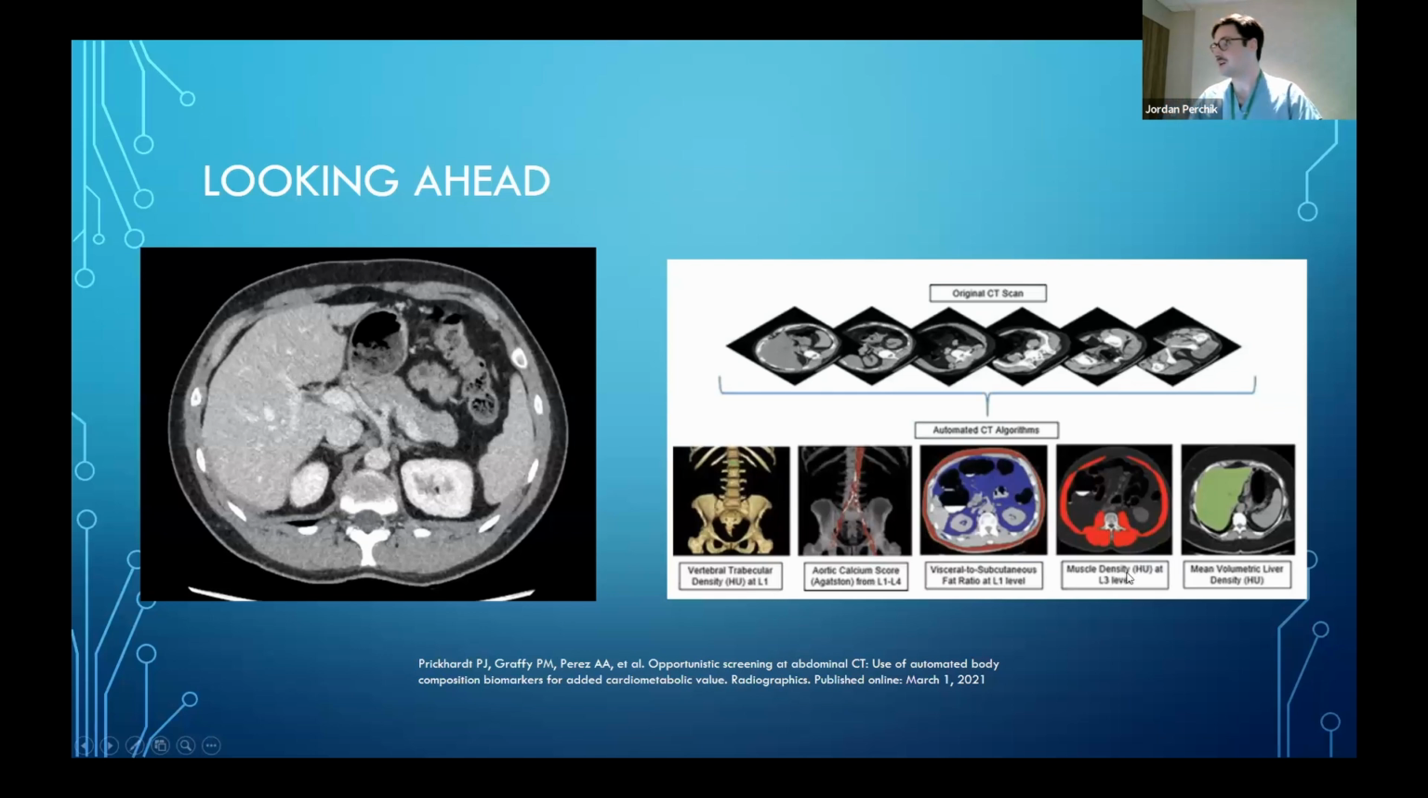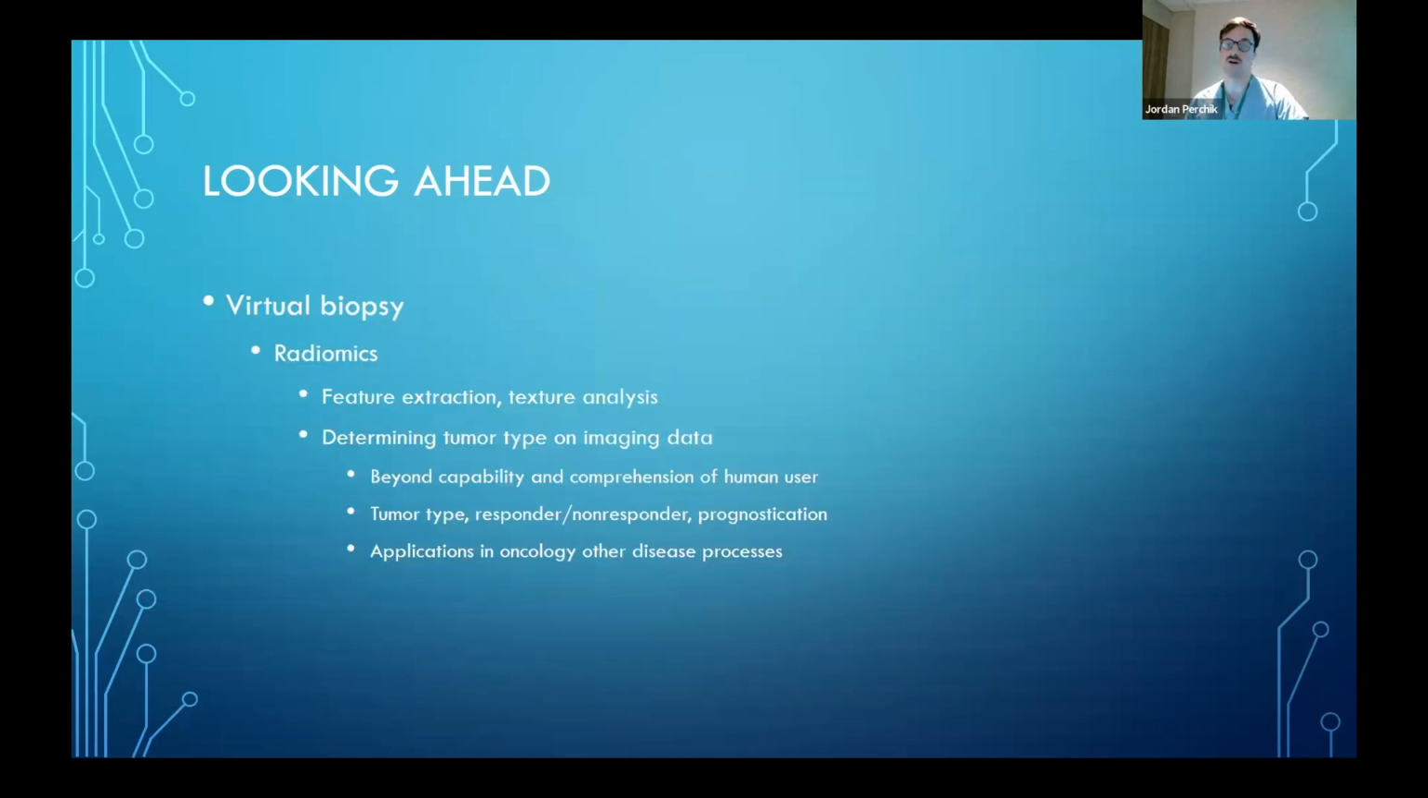They can segment out muscle density. They can measure the liver volume, which is something that's notoriously difficult to do in 2 dimensions as opposed to 3 dimensions. So all of this is essentially free information that's in a patient's CT that I'm not using for interpretation, but could be used to help guide their treatment in other areas.